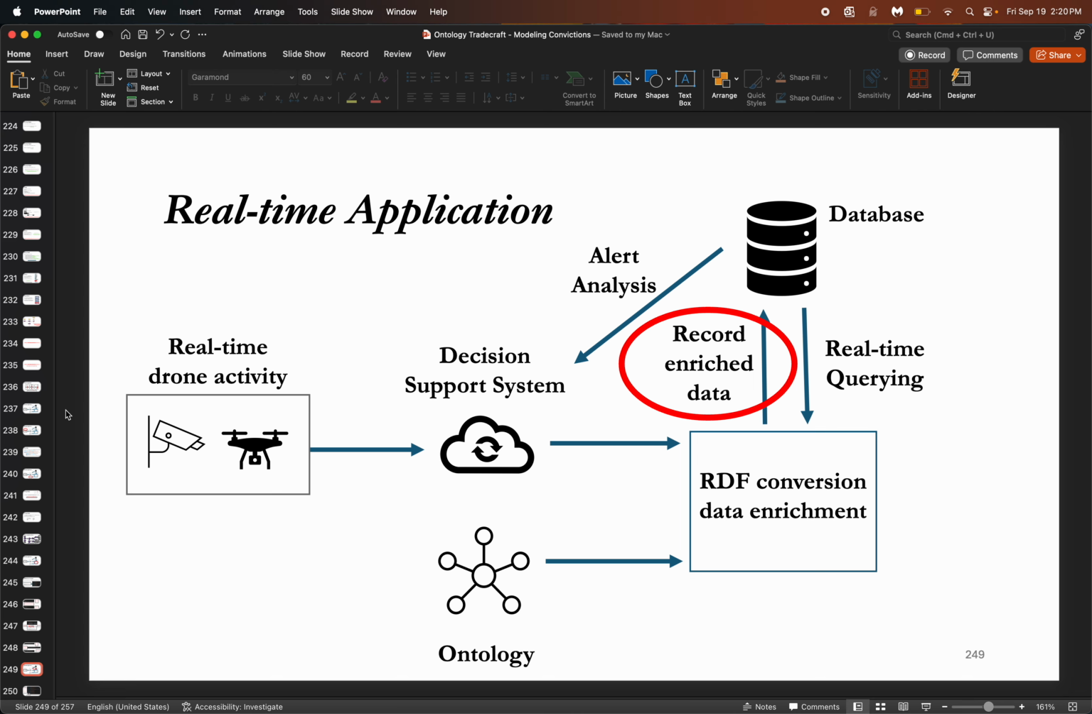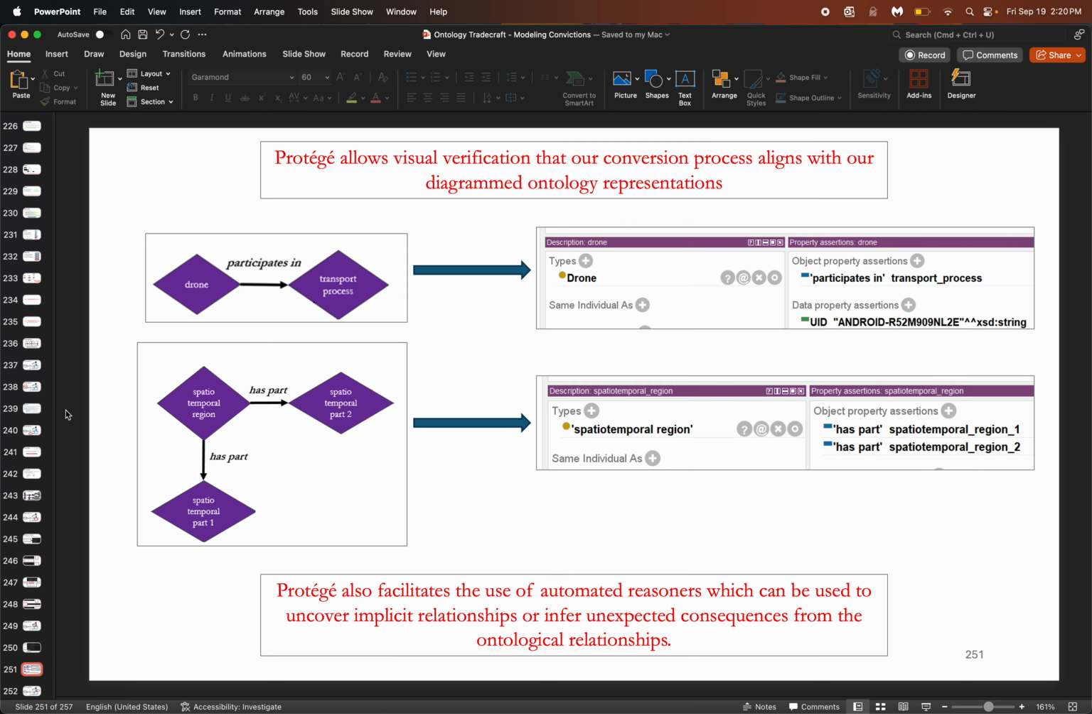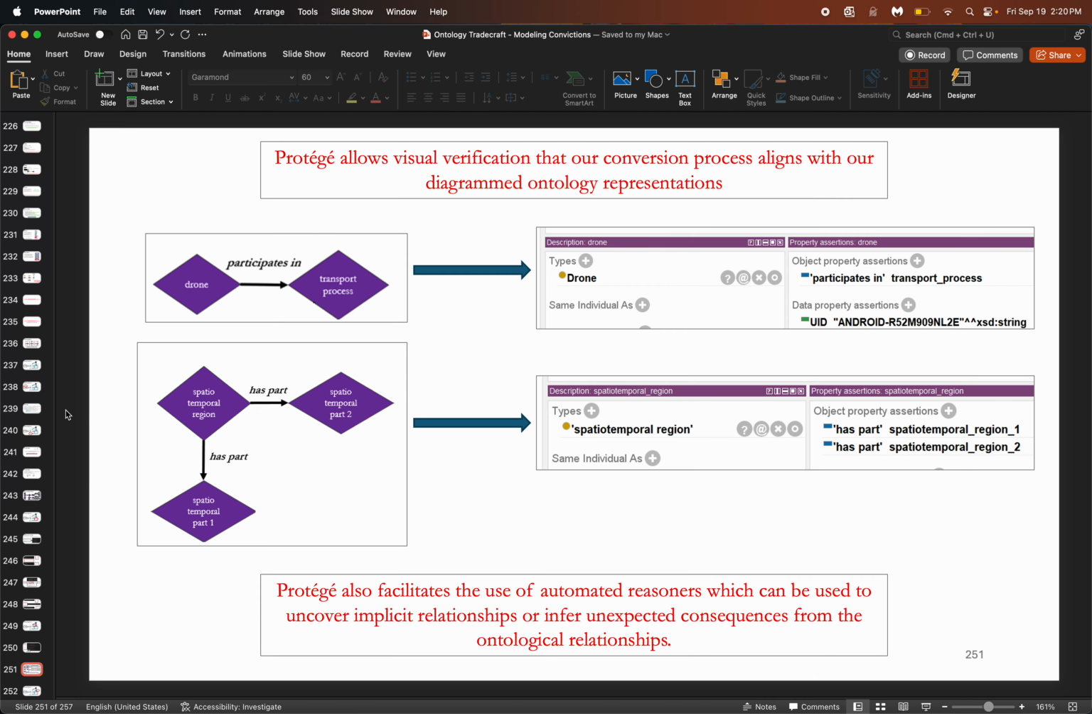We're recording enriched data. So here's the sort of data that you'd see. It's in RDF. If you were looking at it through Protege, you could open a file that looks like what you see on the right in Protege, and you see a relationship, that kind of connection between the design patterns on the left and what you'd see in Protege on the right.